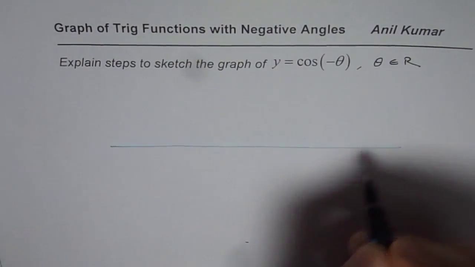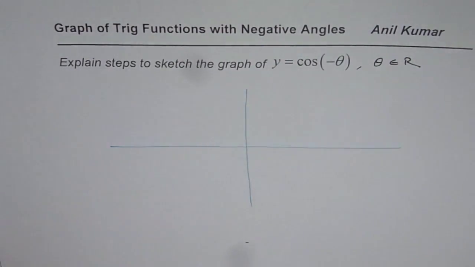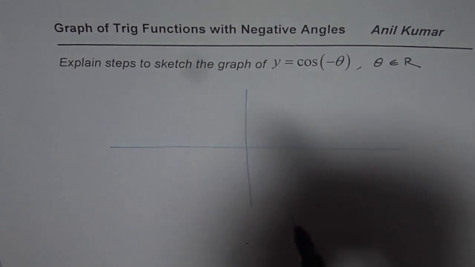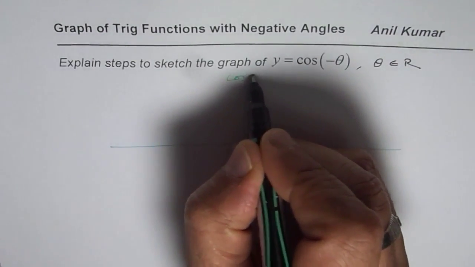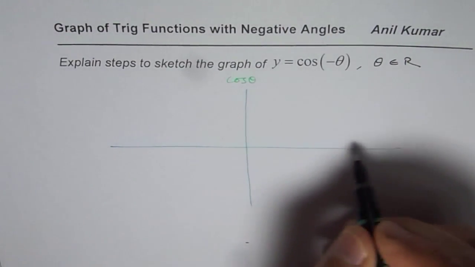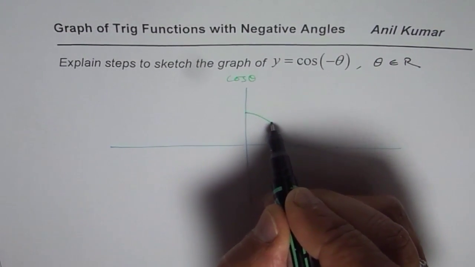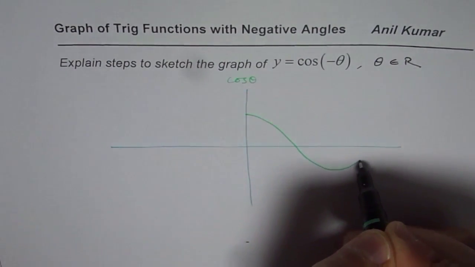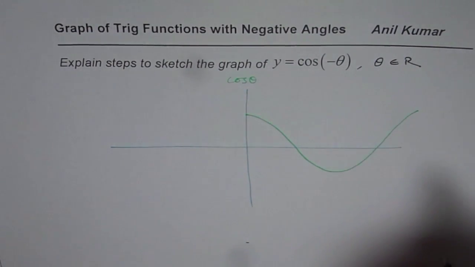Now what I will do here is, let us say this is our coordinate plane, x and y axis. I will start with the graph of cos of theta. So let me sketch cos theta first, one wave. Normally cos of theta could be sketched like this. So that is my one wave of cosine function.